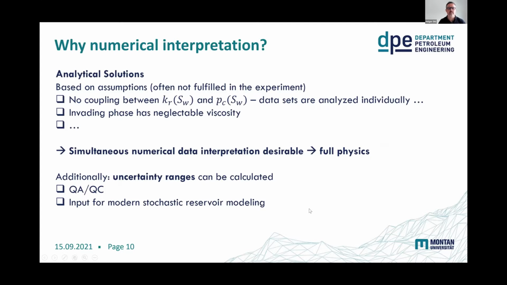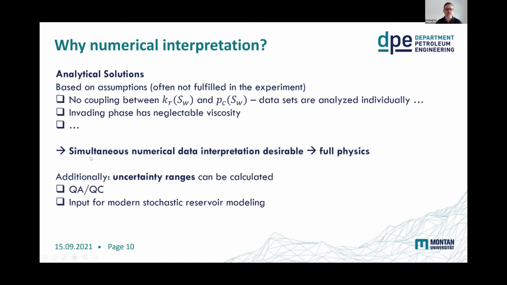Good. So this is just a brief summary in between. We have analytical solutions. They are insufficient, as I mentioned. They are based on assumptions. Assumptions are, for example, that KR and PC are not coupled, but they are in the experiments. For example, if we think about not a steady state, but Hassler-Brunner and centrifuge experiments, then the invading phase viscosity is neglected. So this means there are very wild assumptions that basically narrow down the applicability of this kind of analytical methods that are used frequently.